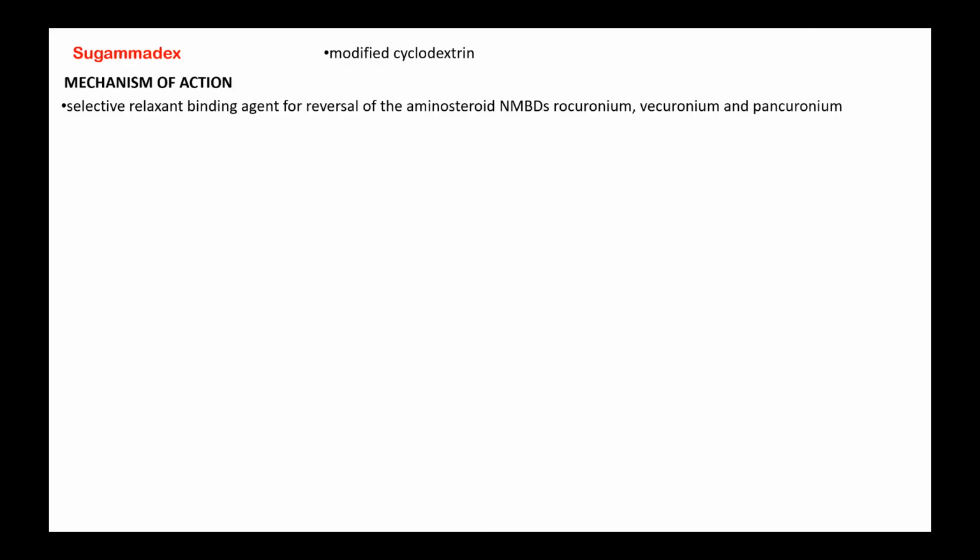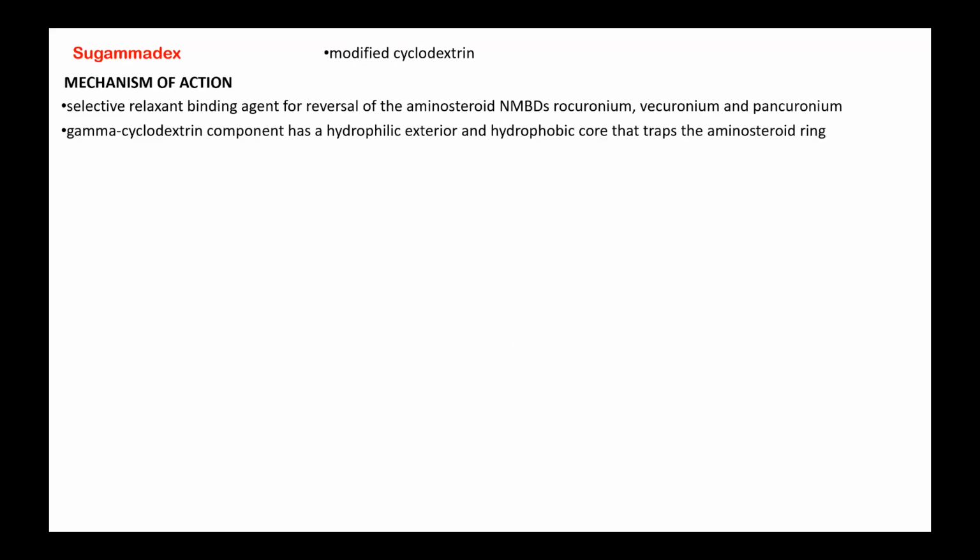So books don't give the dosage that is required for reversing pancuronium, and I don't think anybody uses pancuronium nowadays. But the three drugs that can be reversed are rocuronium, vecuronium, and pancuronium, which all belong to this particular group called aminosteroid non-depolarizing muscle relaxant. And gamma cyclodextrin is, it is something like a donut.